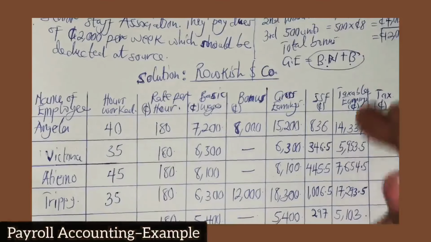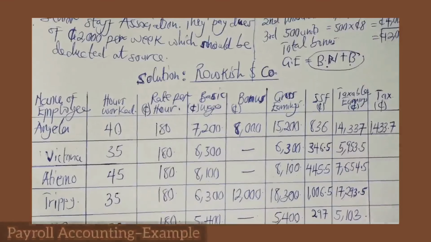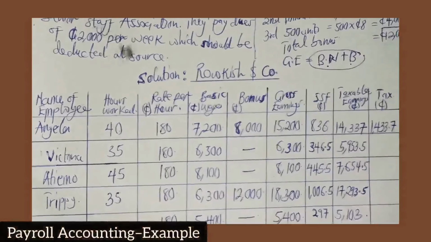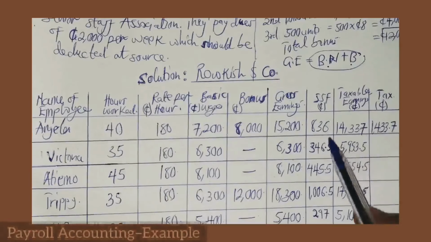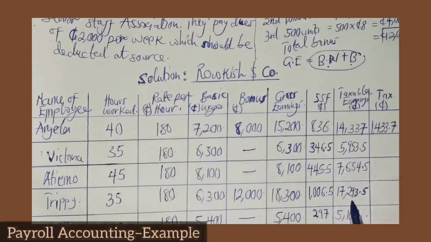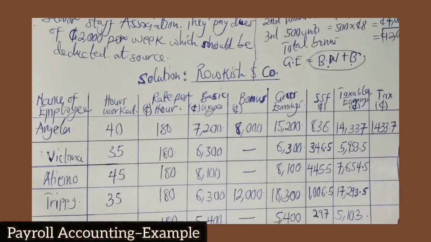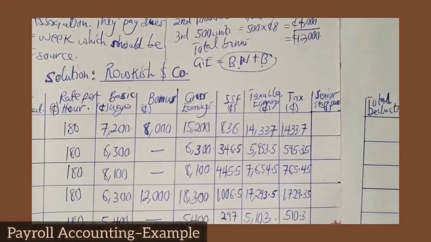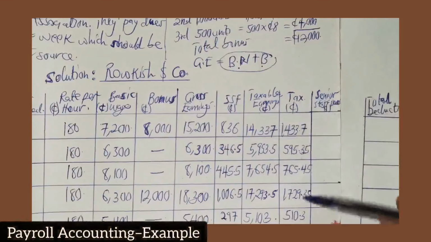So the same thing is going to be done for all the employees. You just work out 10% on the taxable earnings of each employee, and you get their tax. So fill yours as I'm filling mine, okay? This was my tax after applying 10% on the taxable earnings, and this is what I had for my tax.